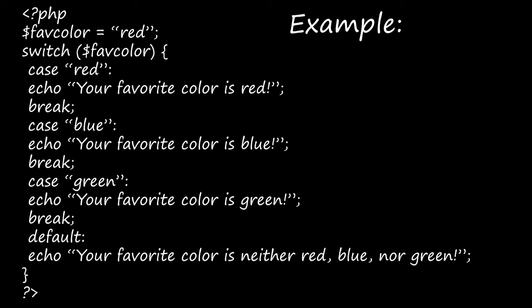For red, they have given echo your favorite color is red, and break. Break means that case is completed. Next, case blue, and in that line they have given your favorite color is blue, and that case is also completed, so next break. Then green they have given in the same way. And default means if our input is not red, blue or green, this will be displayed: echo, your favorite color is neither red, blue nor green. Likewise, the output will be displayed.